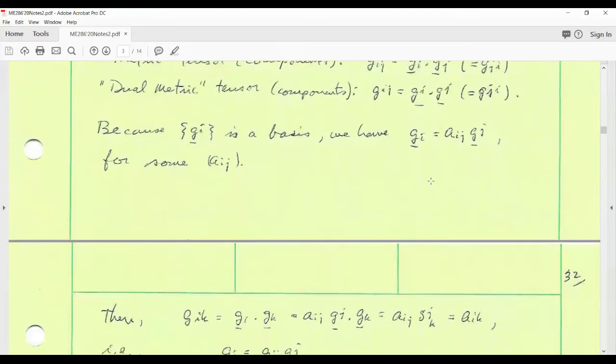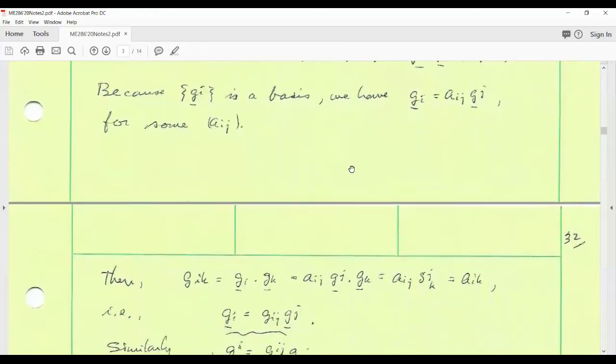Okay, so that's simply allowable by virtue of the fact that any subscripted g is a vector and the superscripted g's constitute a basis. So it can always write that vector as a linear combination of the superscripted g's for some coefficients a sub ij. Well, we can immediately compute those coefficients.